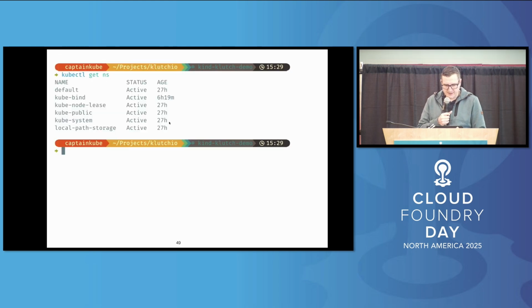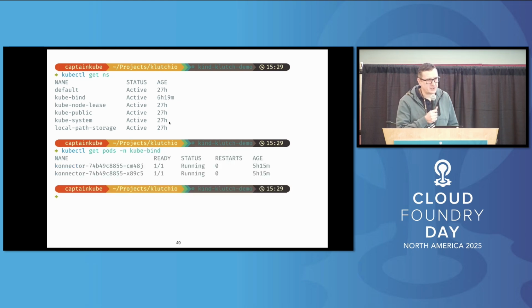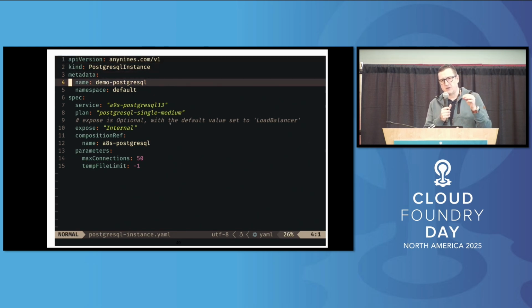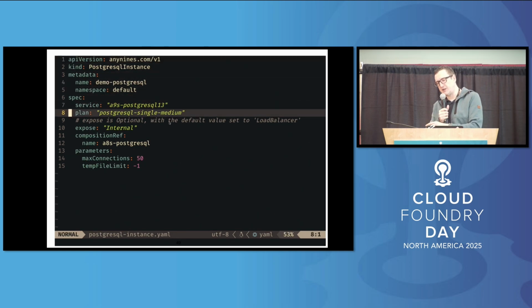So Klutch in action, I will keep that short. It's basically creating a service instance spec, applying it to the Kubernetes cluster. And what the Klutch client will do is replicate that piece of information to the Klutch control plane, which will then reconcile it with the Crossplane integration, talking to the actual backend.